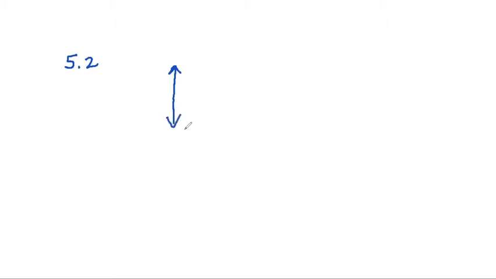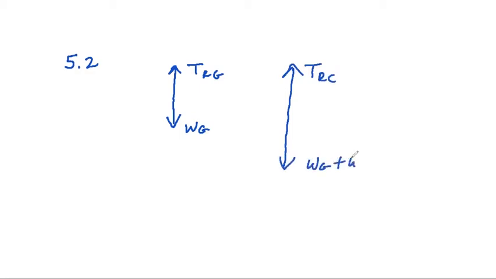Let me do it how the book does it. They've got the weight of the gymnast, the tension of the rope on the gymnast, then we have the ceiling. Your book does it so nicely. Tension of rope on the ceiling, and then we've got the weight of the gymnast plus the weight of the rope. So these are action-reaction pairs. These are both in equilibrium.